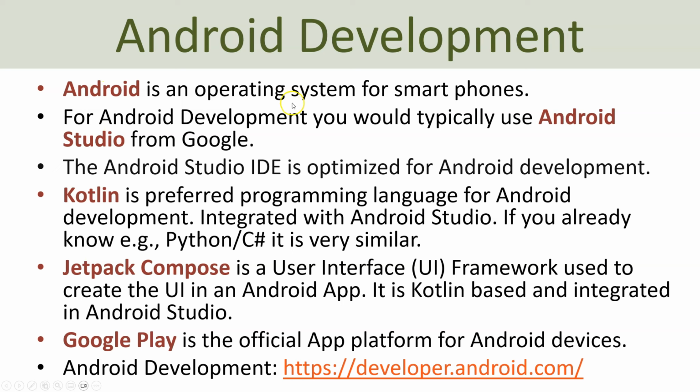So Android is an operating system for smartphones. Today we have two main types of smartphones. We have Android phones and we have iPhone from Apple, and Android is created by Google, but other companies than Google can also create and use Android. So basically you find Android phones from different vendors like Samsung, Google, etc.